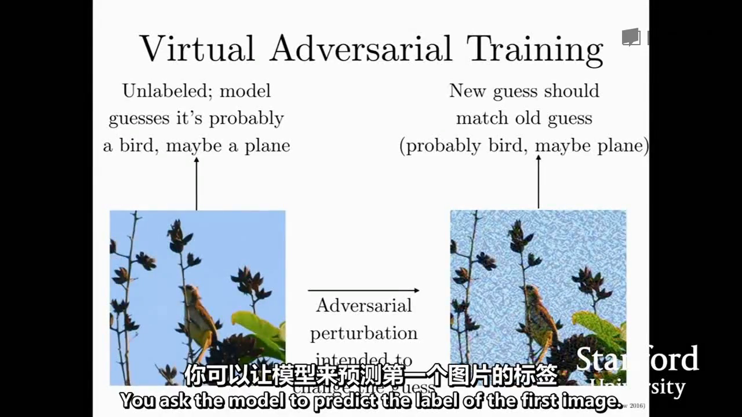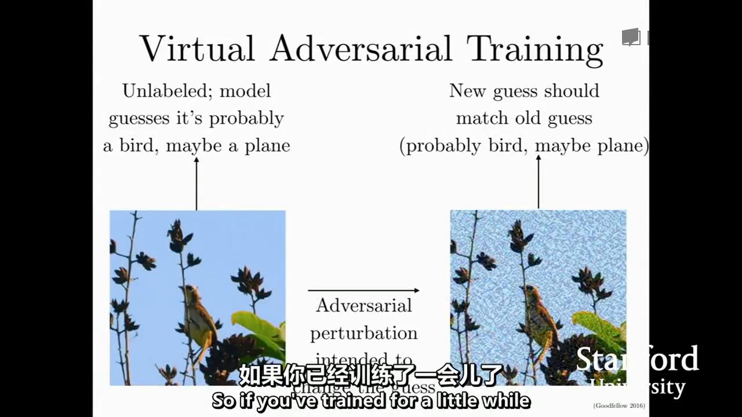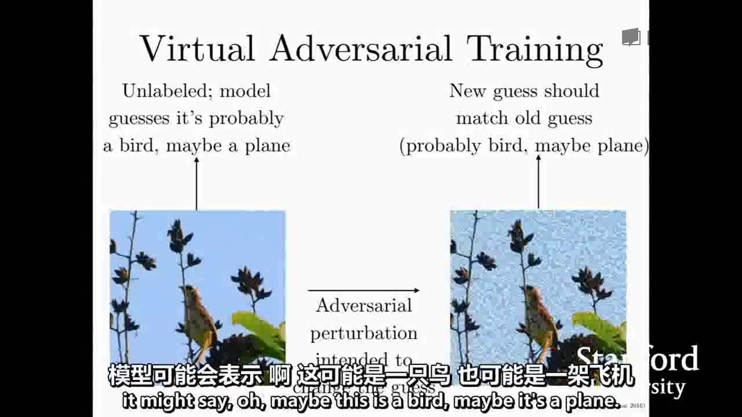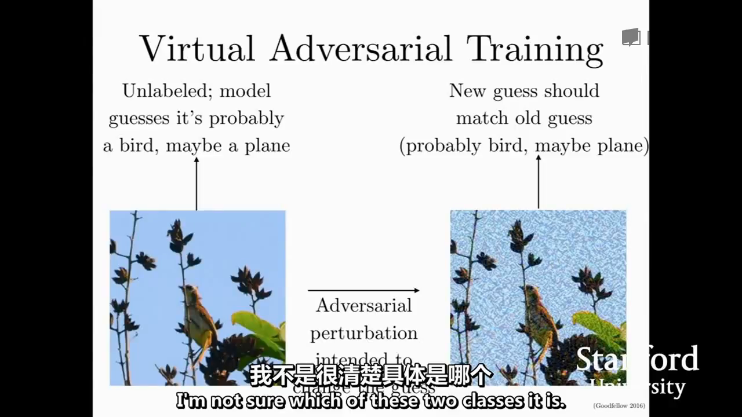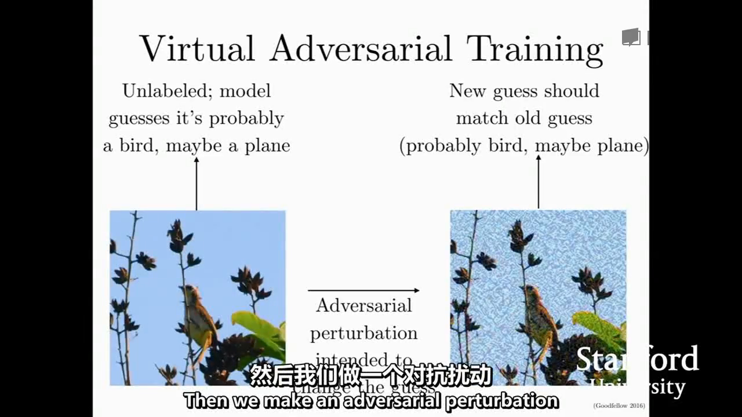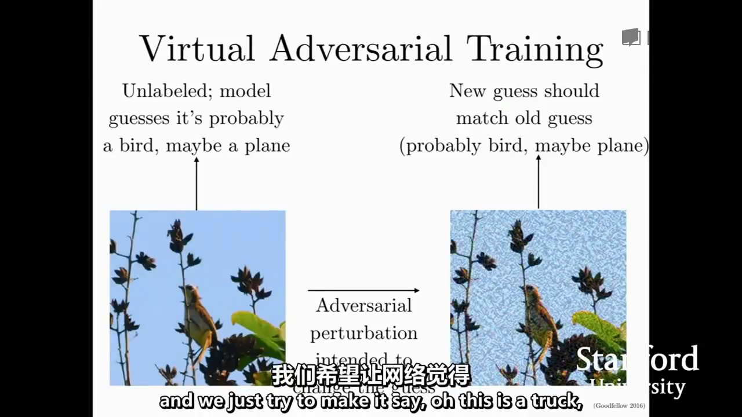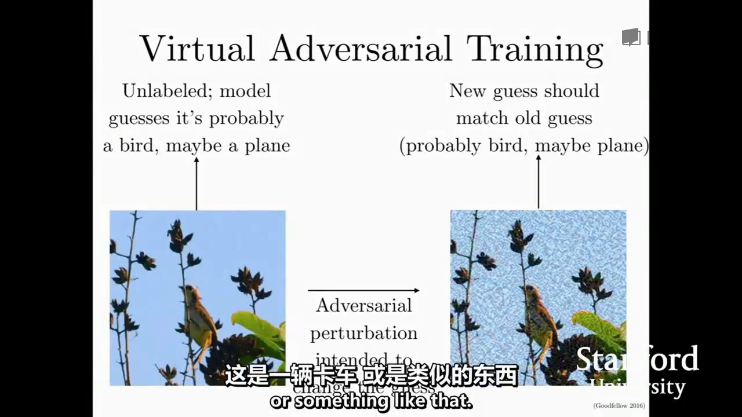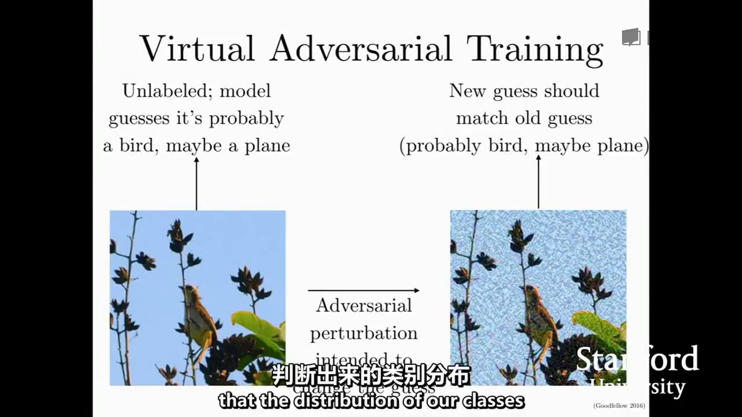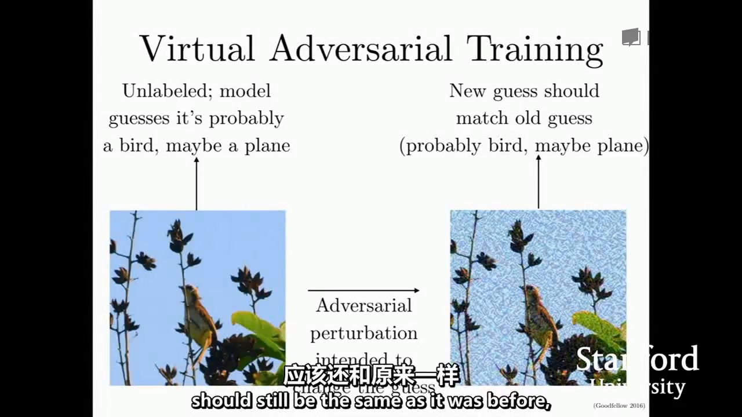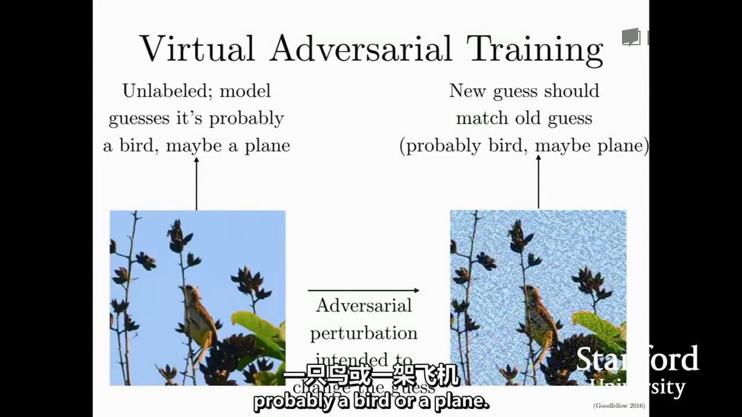You ask the model to predict the label of the first image. So if you've trained for a little while and your model isn't perfect yet, it might say, oh, maybe this is a bird, maybe it's a plane, there's some blue sky there, I'm not sure which of these two classes it is. Then we make an adversarial perturbation that's intended to change the guess. And we just try to make it say, this is a truck or something like that. It's not whatever you believed it was before. You can then train it to say that the distribution of classes should still be the same as it was before, that this should still be considered probably a bird or a plane.